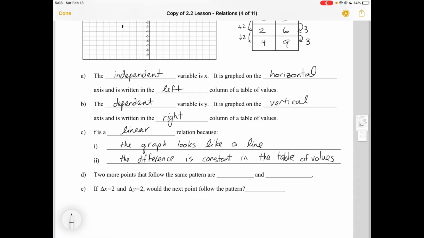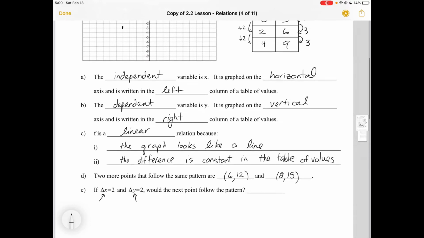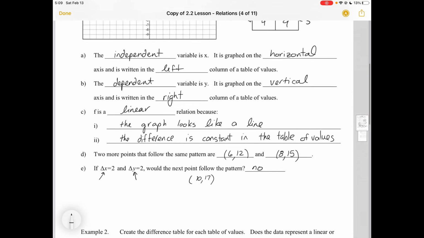Two more points that follow the pattern would be (6, 12) and (8, 15). If x increased by 2 and y increased by 2, so if we got the point, let's say (10, 17), that point would not follow the pattern because y is increasing by 3.